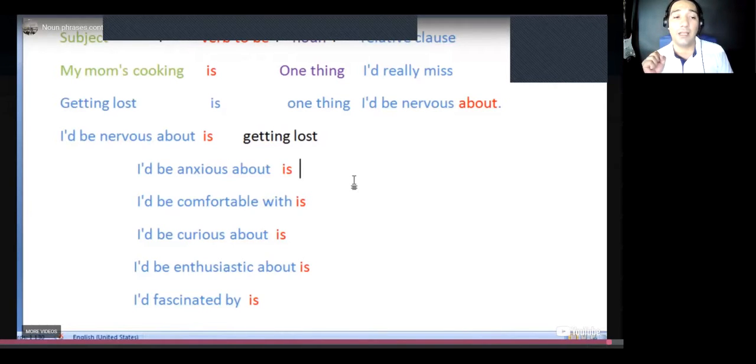So, practicing, turning around what we learned on the previous lessons, as Violeta was saying, first, we have as a subject, my mom's cooking, right? It was a subject. Then we had the verb to be. Then we have the noun phrase. This is now one thing I'd really miss. Antes era one thing I'd really miss is my mom's cooking. It's the opposite. Lo que antes era el objeto, ahora es el sujeto. Según el ejemplo, okay? So, would you like to turn this around? No, I think, bueno, movámonos.